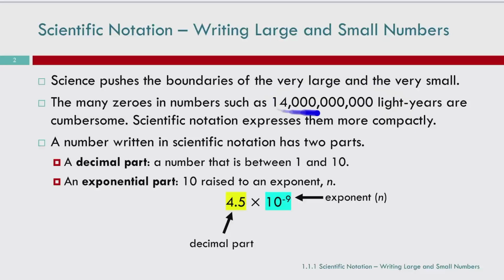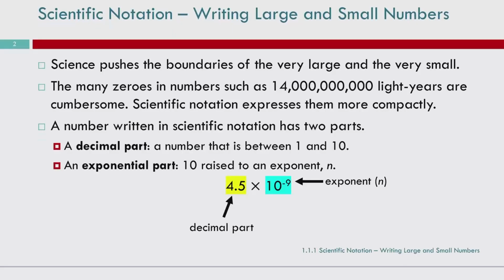So for example, all of the zeros in this big number of light years are pretty cumbersome. It's hard to tell right away what we should call that number, at least for me. I would have to count out: we've got thousands, millions, billions, 14 billion light years. That's a lot of light years. That takes a long time to travel.